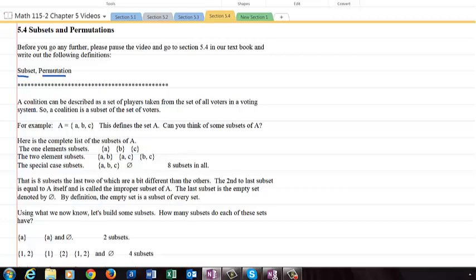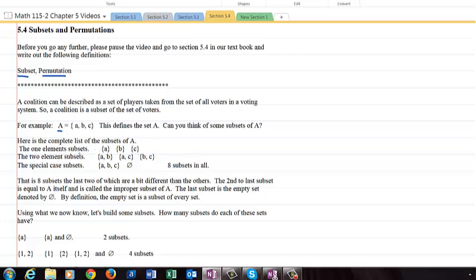A coalition can be described as a set of players taken from the set of all voters in a voting system. So a coalition is a subset of the set of voters. For example, a set capital A is little a, little b, and little c. This defines the set A. Can you think of some subsets of capital A?